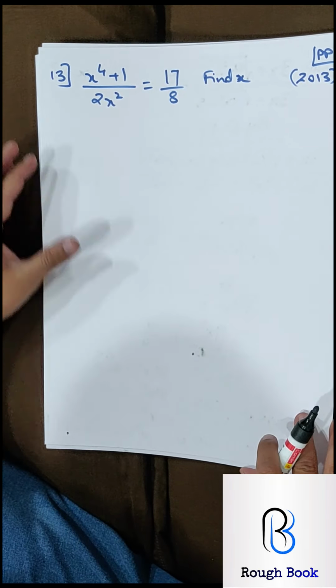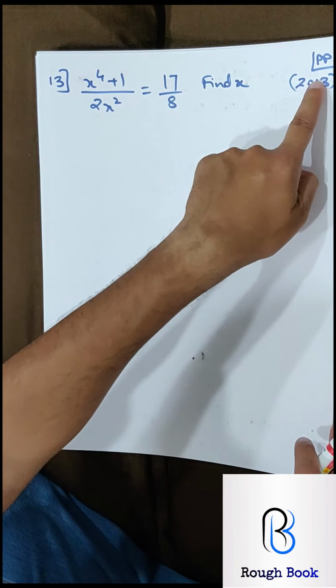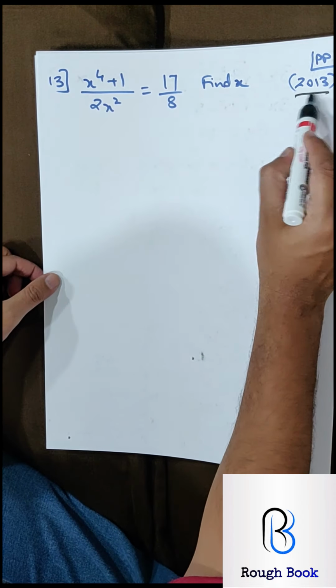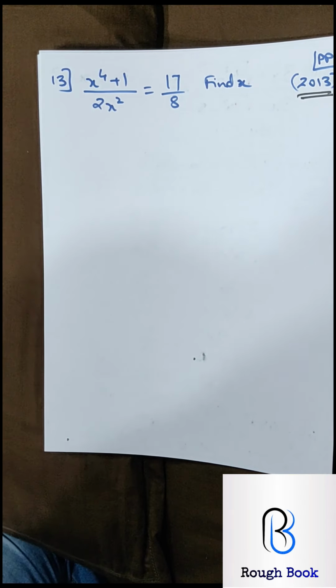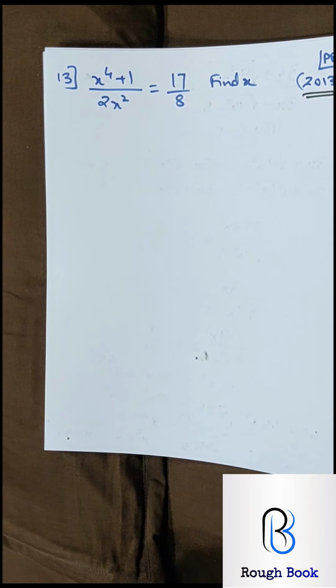Let's go to the next one, sum number 13. Again it says property of proportion, appeared in 2013 board. Come on, let's see if you can pause the video, go ahead, try it and see if you can manage the answer for this one.